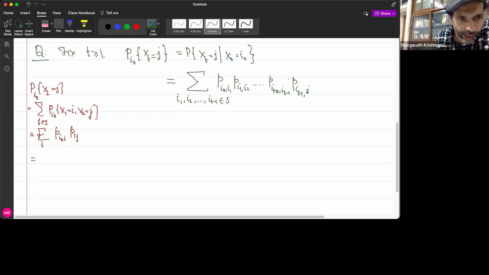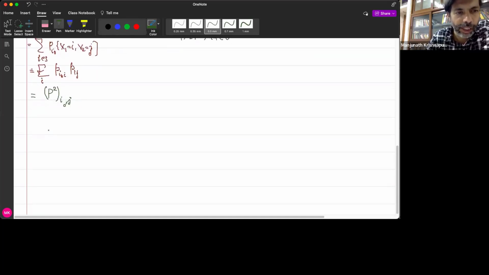If you look at this P_{i0 j}, I say it is like this. You multiply the matrix P with itself twice and take the i0, j entry. So this is the square of the matrix. I'm multiplying P with itself like a matrix and taking the i0, j entry. How do we get the i0, j entry?